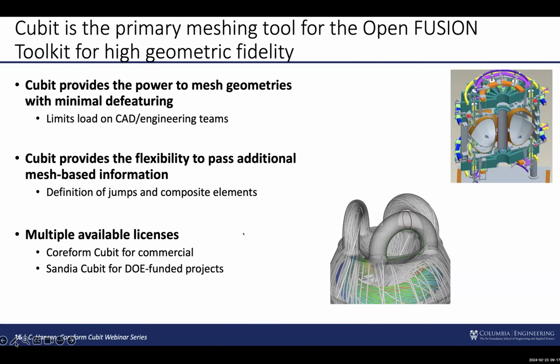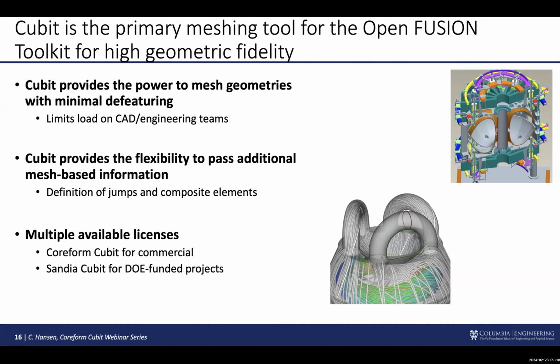It also provides us the flexibility to pass additional mesh-based information. And this is particularly important as we're doing exploration of these tools. So for example, certain models like the thin wall model require us to define locations of jumps in multi-valued potentials and other composite elements that need to be defined based on topological information from the mesh. And so Cubit allows us to define this information in a GUI setting and then pass that through. So here's an example, where we're defining topological loops that can be passed into the solvers.